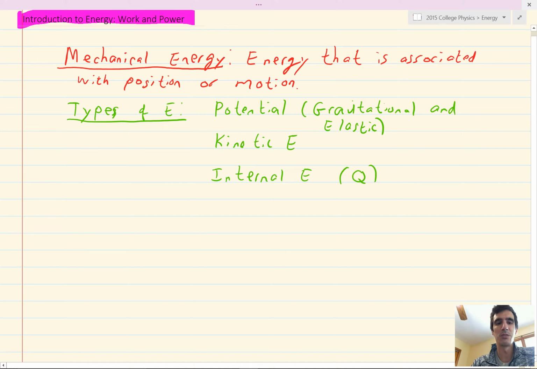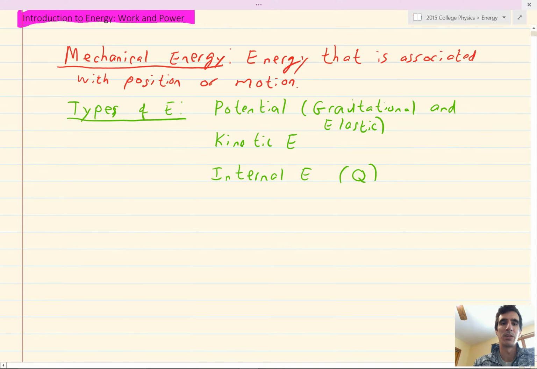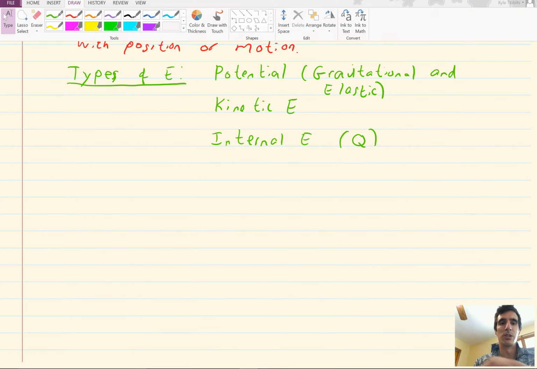Once we get through all these, we'll combine them all to look at conservation of energy and analyze problems that involve that. So, let's get into work.